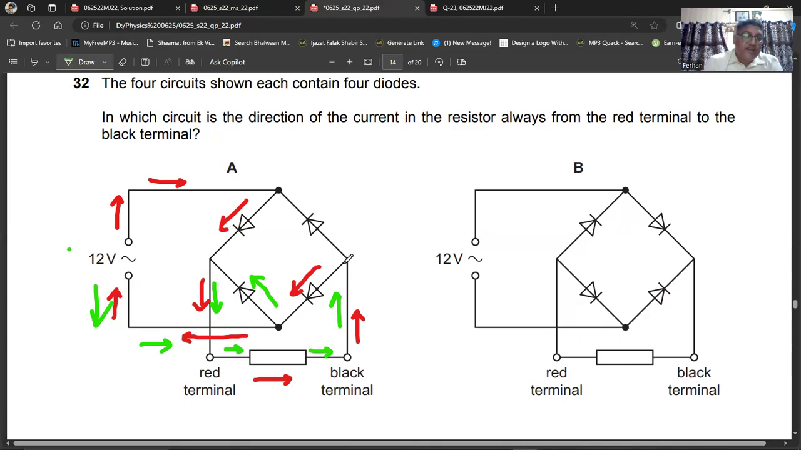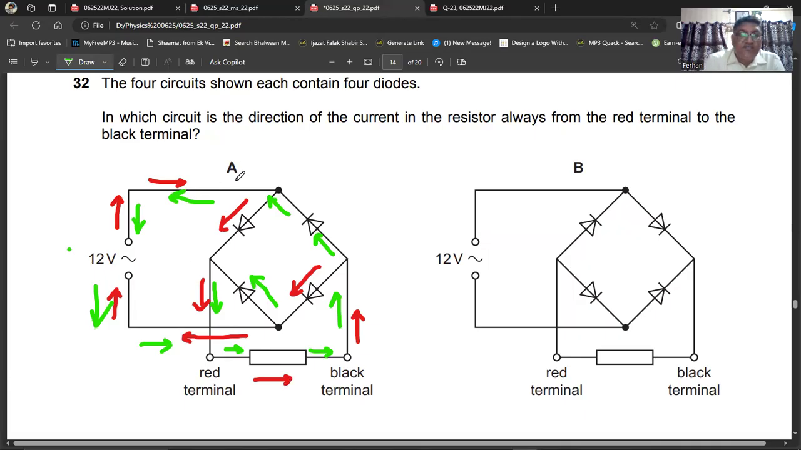So here, when the current comes here, it cannot go in this way because here the voltage is higher for the green. So the current will go in this way, and from there the current will go this way and this way. Or look at these green arrows and red arrows. In both the cases, whether the current came from this way or the current came this way, in the resistor, the current is flowing from the red terminal to the black terminal.